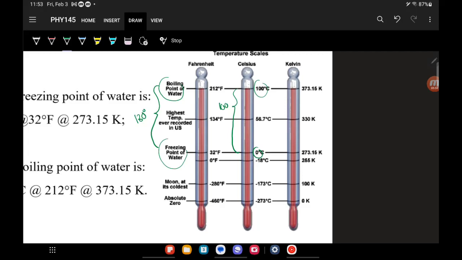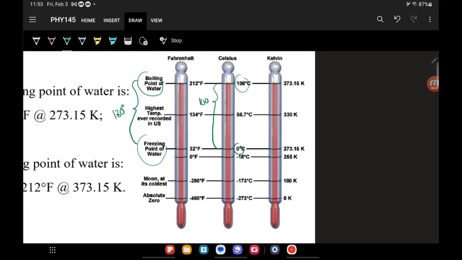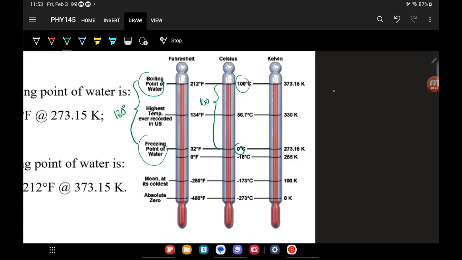So if we want to change from degree Celsius to degree Fahrenheit, the first step is similar to what we have done before in terms of scaling.